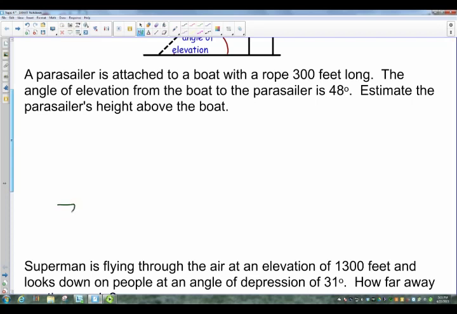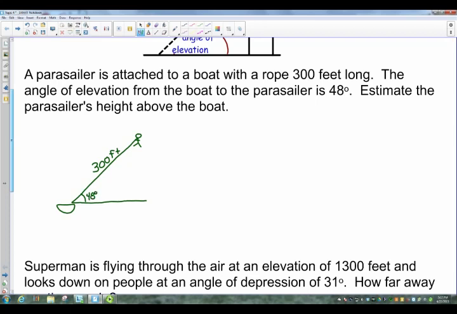Okay, so here we go. There's my boat. Okay, that's sitting in the water. I've got some guy up here on a parasail, just like that. The parasailer is attached to a boat with a rope 300 feet long. Well, this should make sense then that that is 300 feet. That's my rope holding the guy up. The angle of elevation from the boat is 48 degrees. Now remember, that is always measured from the horizontal, from the straight line. So that right there would be my 48 degrees.